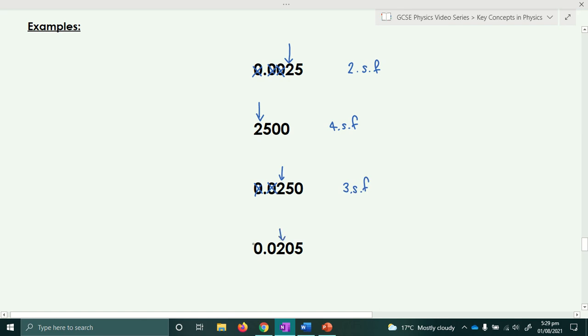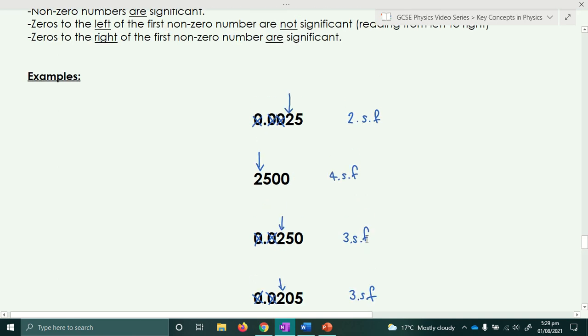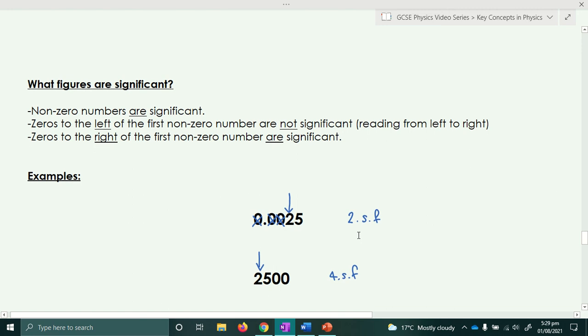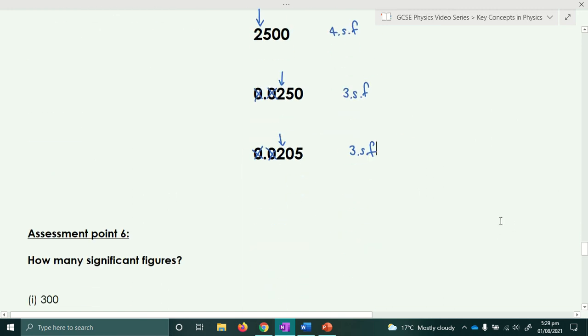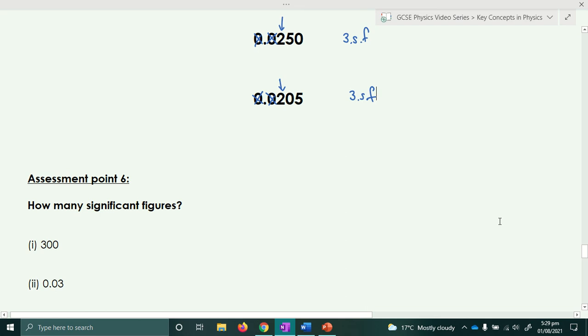This is our first non-zero number. So those are not significant. That other 0 is, because it's to the right, that's a 3 significant figure number. Okay, so that's all well and good. We can recognize how many significant figures a number is. So why do we need to know that?